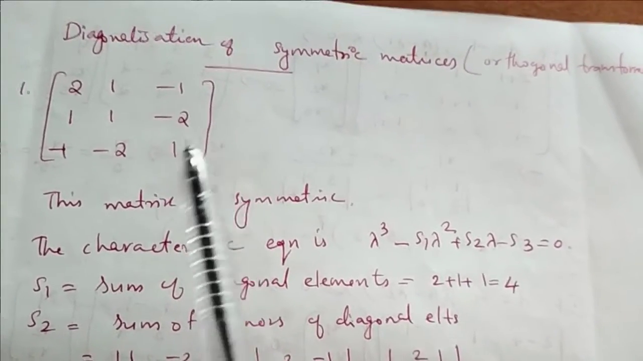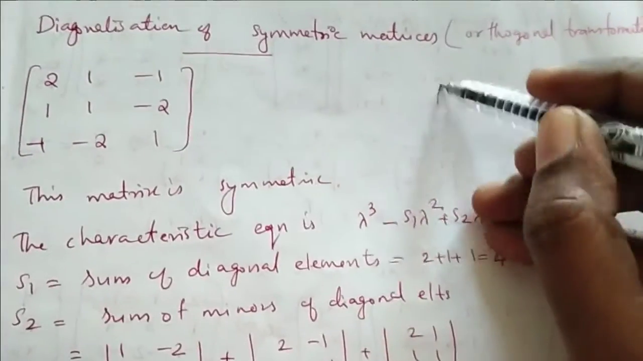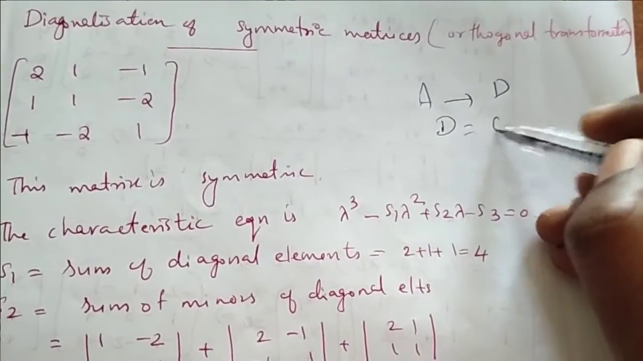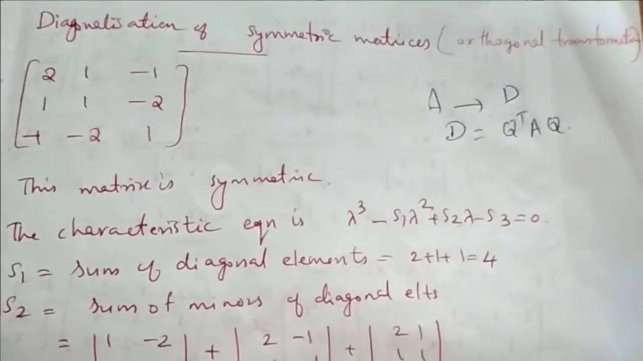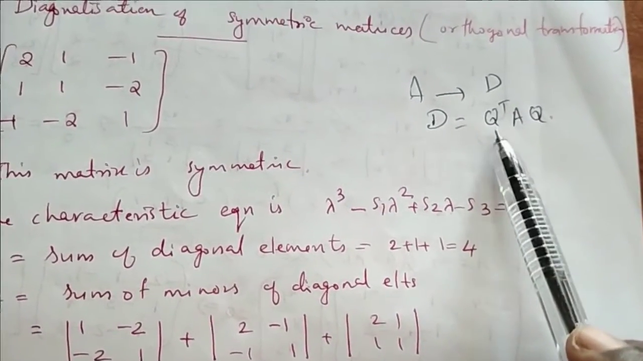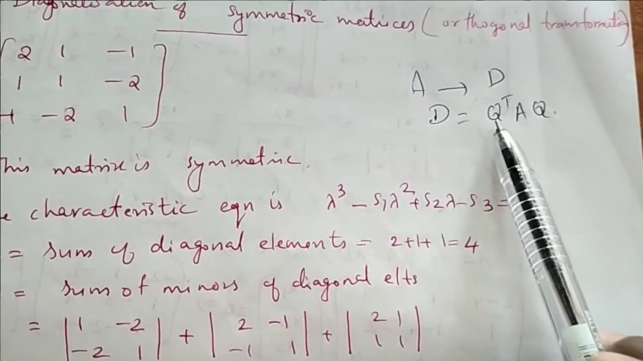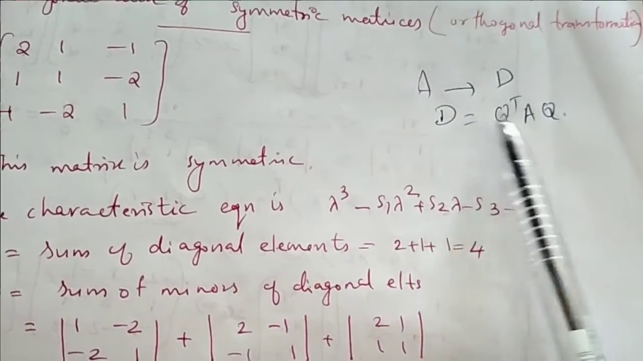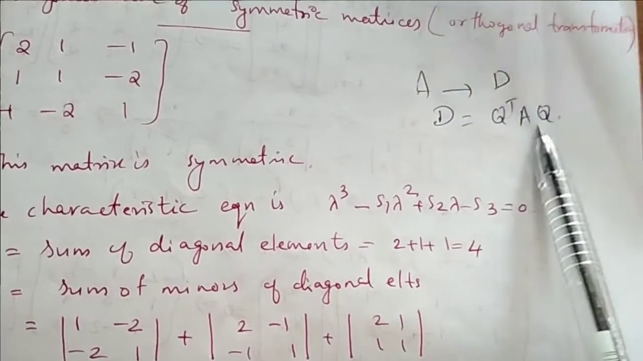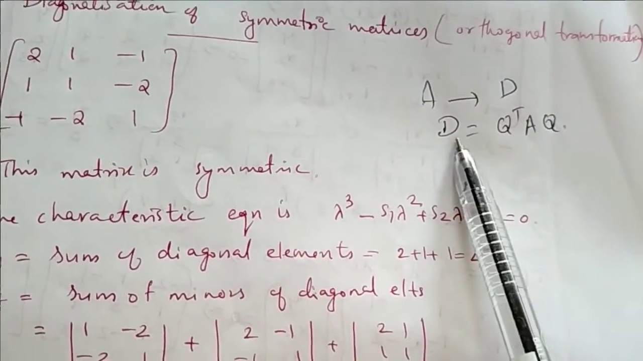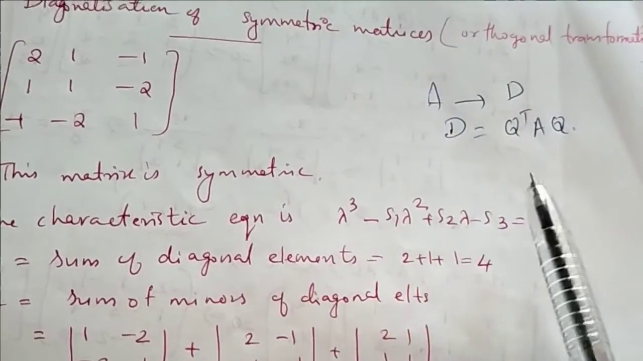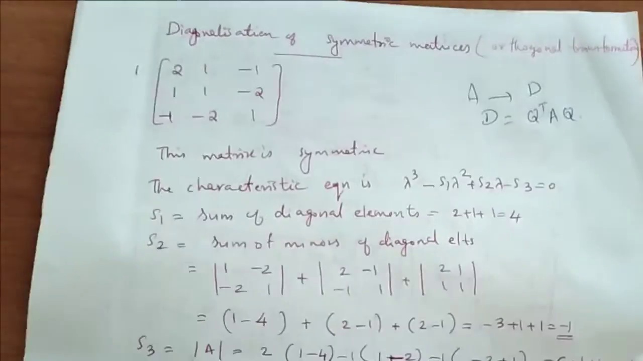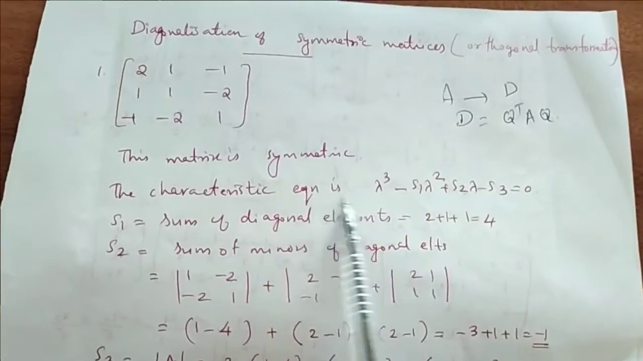Diagonalization means we have to convert this A into a matrix D such that D is equal to Q transpose AQ. Q is the matrix of transformation, in which the normalized eigenvectors are the column vectors. D is a diagonal matrix whose diagonal elements will be the eigenvalues. So for this symmetric matrix, what is its characteristic equation?